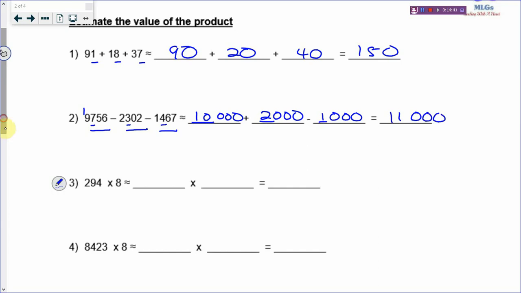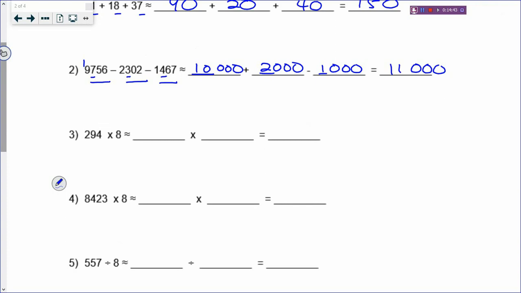Alright, how about 294 times 8? Without the working, how do we estimate? You can round to the nearest hundreds. Why not nearest tens? Because remember, when you estimate your answer, you want to be more effective. You want to have an easier working. You don't want to spend too much time working out the answer. So I will change the numbers to nearest hundreds because it's easier to work out.